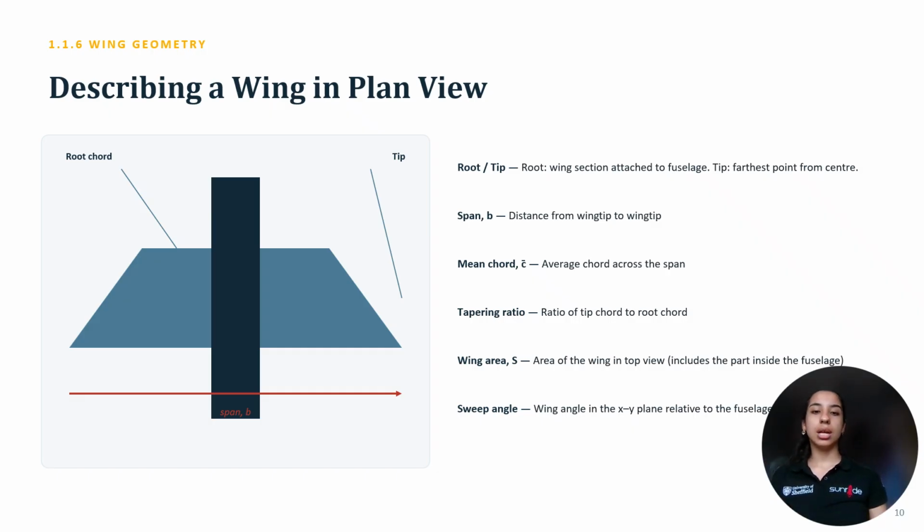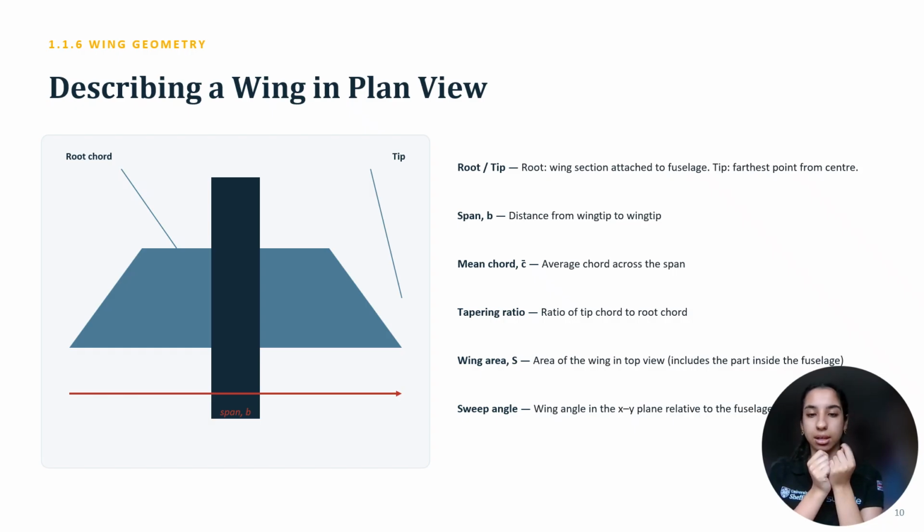Then you have the taper ratio. It is the ratio of tip chord to root chord. So mean chord is an average across the span from tip to tip, while taper ratio is from tip to root chord.